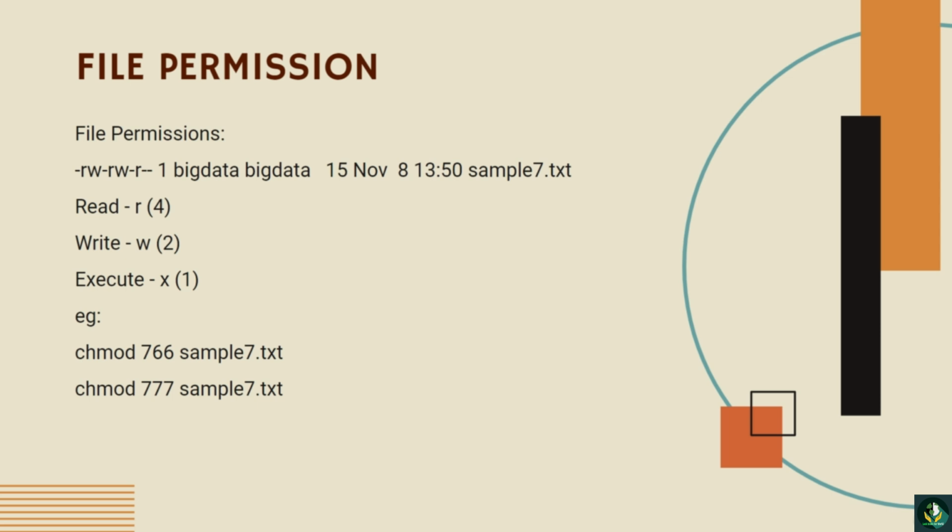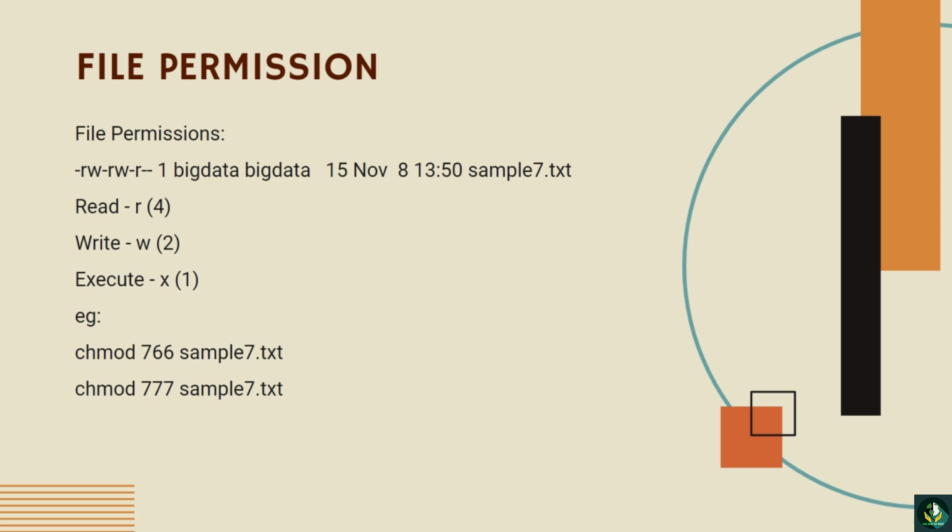So before moving to the practical demonstration, for read it has value 4, for write it has value 2, and for execute it has value 1. If I write chmod 766, it means the owner will be having read write execute permission, group will be having read write permission, and others will be having read write permission. So let's move to the practical demonstration of it.